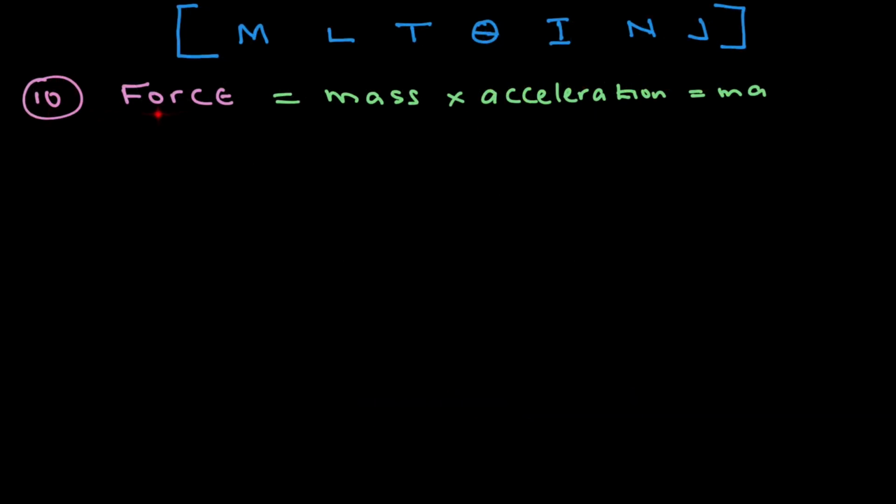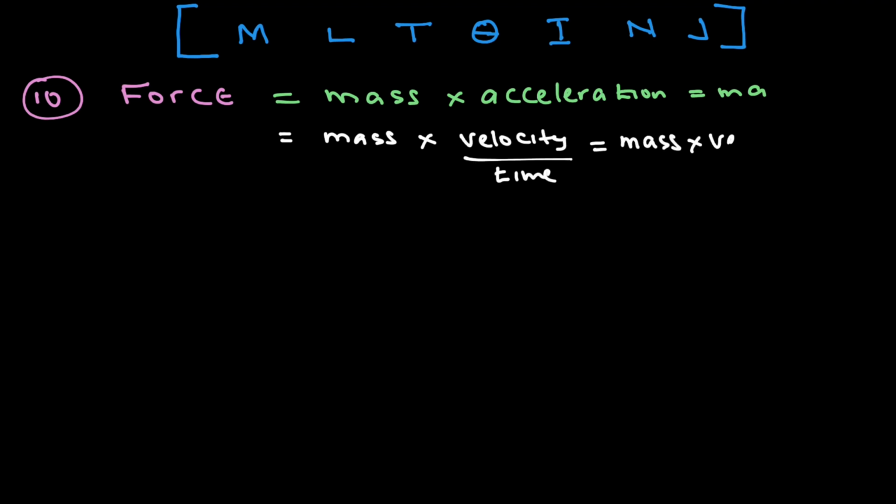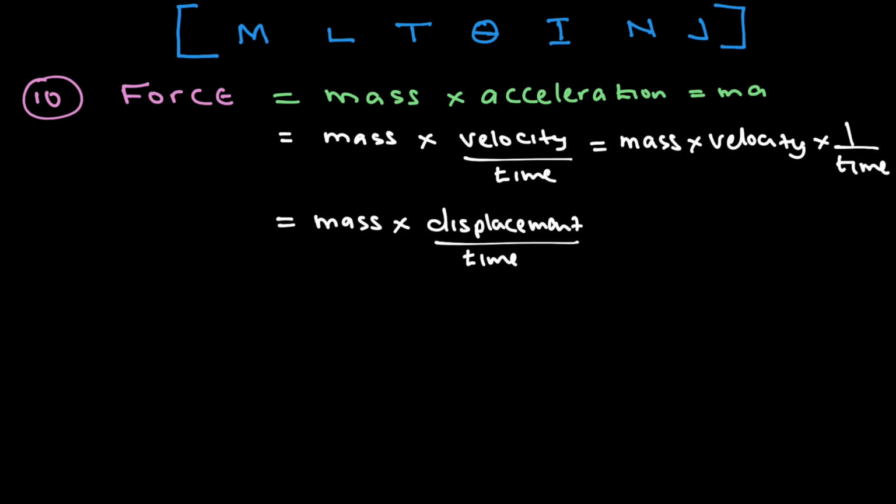Number 10, force equals mass times acceleration, and that equals ma. So what we can do now is say, mass times acceleration, which is velocity over time, so mass times velocity times 1 over time. And now we can write velocity itself: mass times displacement over time. That's what velocity is. Then times 1 over time. Finally, we can say this is mass, L, times 1 over time squared.